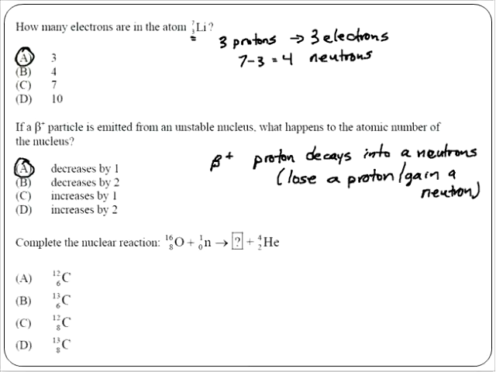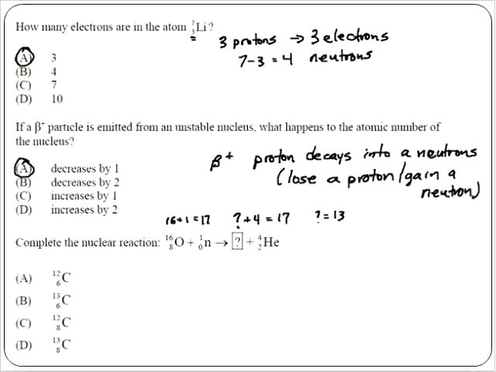Anyway, complete the nuclear reaction. All you have to remember in these nuclear reactions is that every single time the numbers on each side have to be equal. So right here we've got 16 plus 1. That equals 17. Over here we've got question mark plus 4 also has to equal 17. So that tells us that the question mark on top must be 13, because 13 plus 4 would be 17.